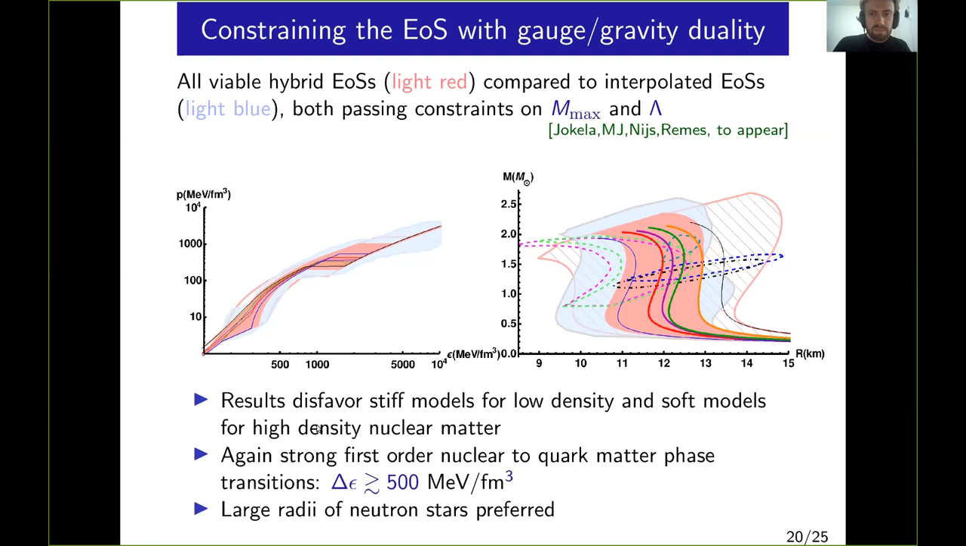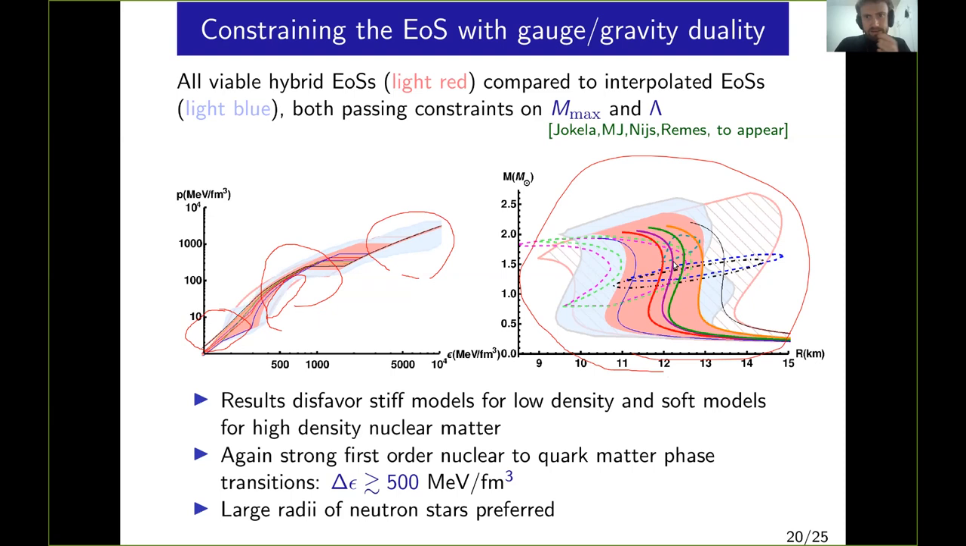And you see that at low densities, maybe it's not very easy to see from the plot, but the results disfavor stiff models of nuclear matter. And at the intermediate densities, on the other hand, there is a region of the equation of state which is excluded. These are soft models for nuclear matter. These are excluded in this region. And also at high densities, the model is very constrained because of the very constrained quark matter equation of state in the model. And here on the left-hand side, I'm showing the mass radius.